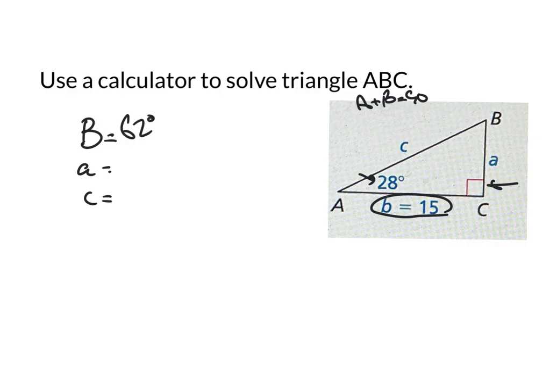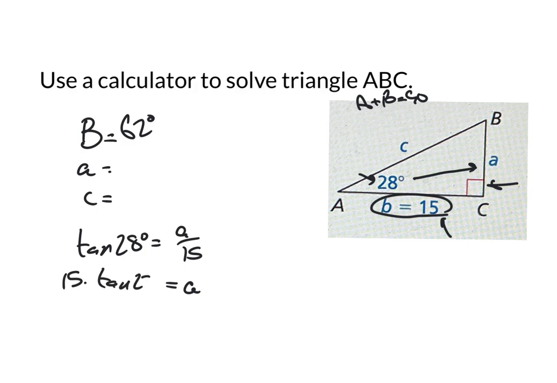Now, let's see if we can find little a. The a is opposite the 28, and what I know is the adjacent. So I'm thinking opposite over adjacent. Opposite over adjacent, that's tangent. So tangent 28 degrees is opposite over adjacent. Just like I showed you on the calculator, to get the a by itself, I'm going to multiply both sides by 15. So I get 15 times tangent 28. If I punch that in, I'm getting about 7.98 for my a.